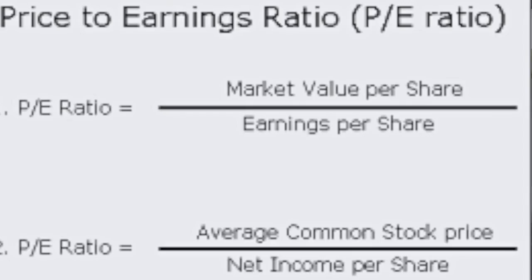So first off, what is a PE ratio? How do you calculate a PE ratio? A PE ratio stands for a price to earnings ratio, basically. What is the price of the stock versus what's coming in for the earnings, and what is that ratio?